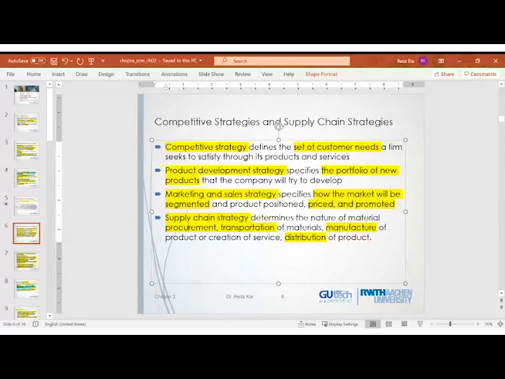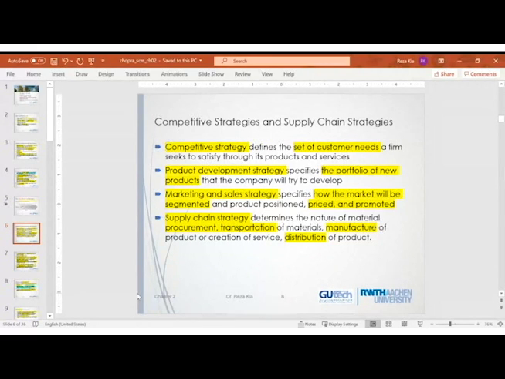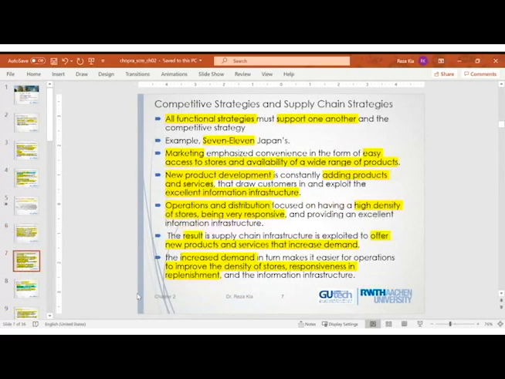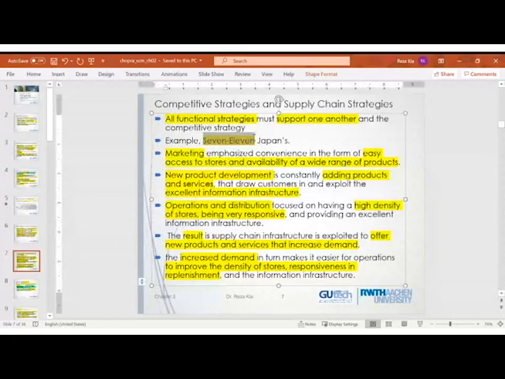Okay, let's go to the next slide. Again, here I just mentioned one example. This one is related to 7-Eleven, which is again a kind of supply chain and retailer in Japan.